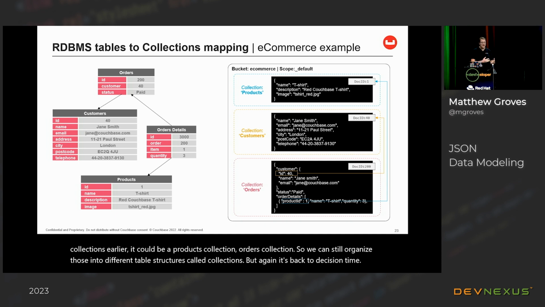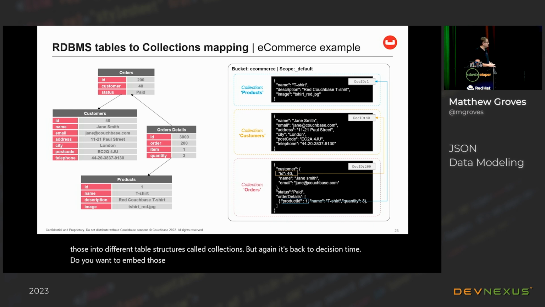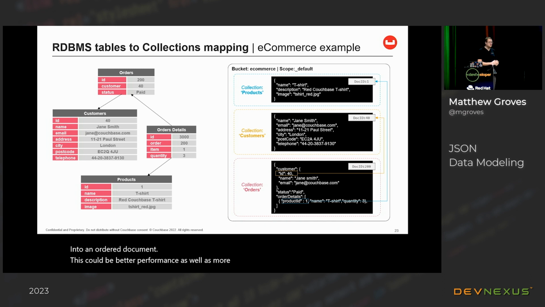Do you want to embed those order details into an order document? This could be better performance, as well as more flexibility. But it's a decision you have to make. Whereas with third normal form, the decision is already made for you. You have to put it into a separate table.